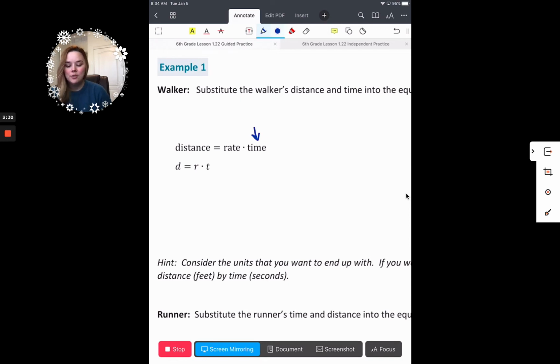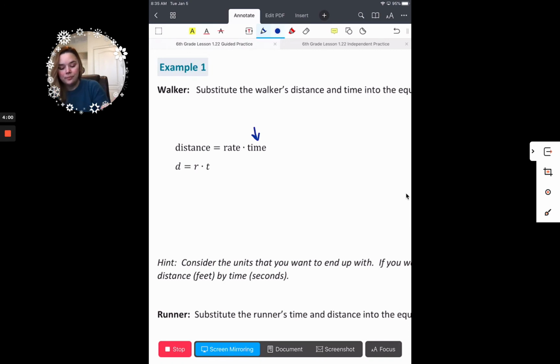So what we have to do is we have to get rate on the other side of the equal sign. This is where those inverse operations that we've talked about before come really in handy. So remember, the inverse operation is like the opposite operation. It's the operation that undoes the other one, right? So adding undoes subtracting. In our case, multiplication and division are inverse operations.